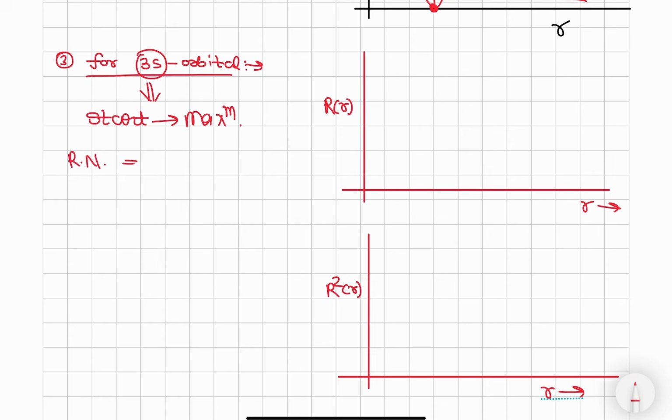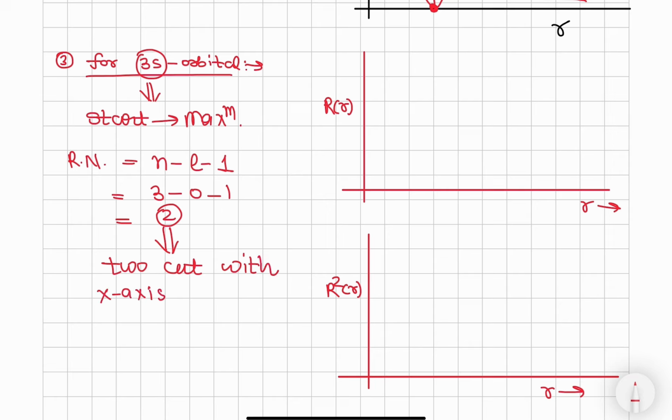Radial node will be n minus L minus 1. What is the value of n? 3. What is the value of L? 0, minus 1. That means 2. So number of cut, 2 cut with x-axis.